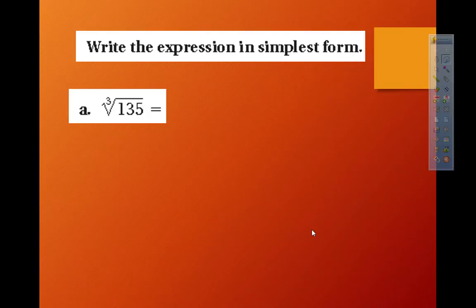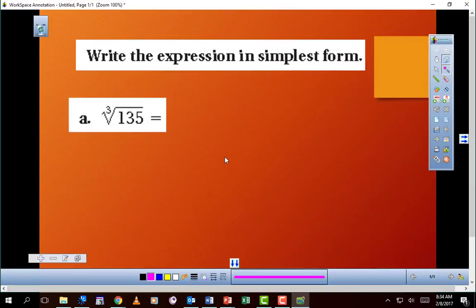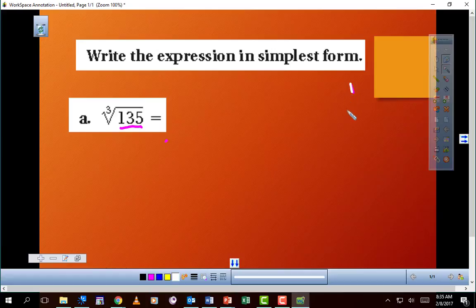So let's begin by doing a couple problems here. Sometimes you don't have a perfect cube that's obvious to you. Like if you look at your cube numbers, we're looking at 1 is a cube number. 8 is a cube number. 27 is a cube number. 64, 125. The next cube number after that would be 6 cubed, which is 216. The next one is 7 cubed, which is 343.